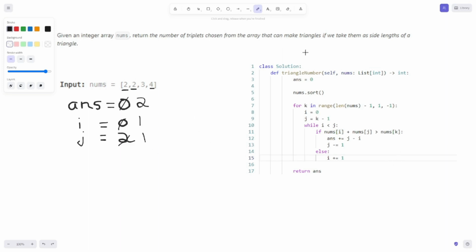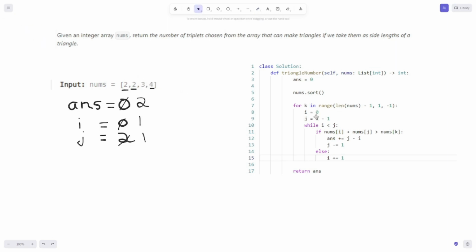Okay, so then we go back up to the for loop, and we decrement the value of index k, which was currently at index 3, and now it's at index 2 here, which is this value here, 3.